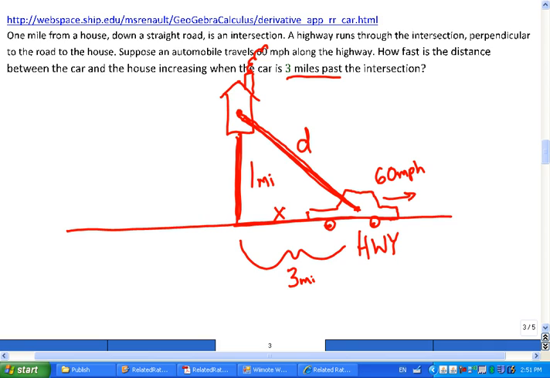So now, what am I looking for? In calculus language, please. The change in distance with respect to time. Exactly. So this is what I'm looking for. I have to figure out how these pieces are related in order to do that.